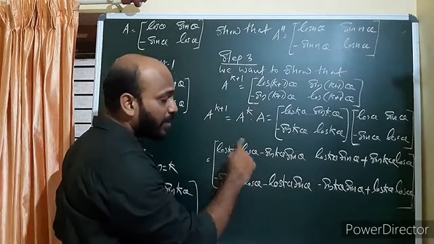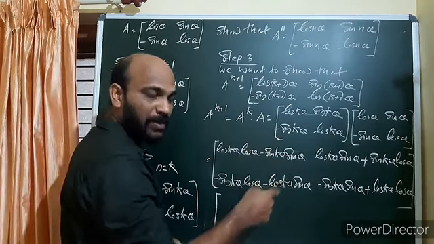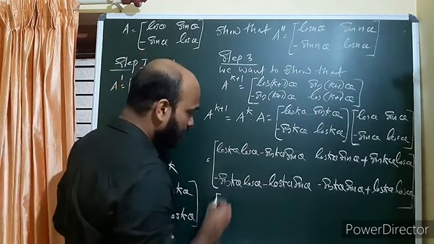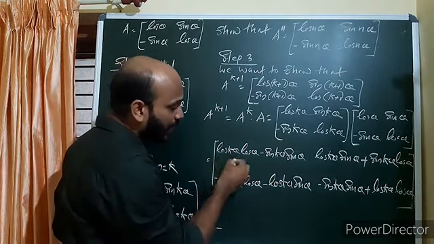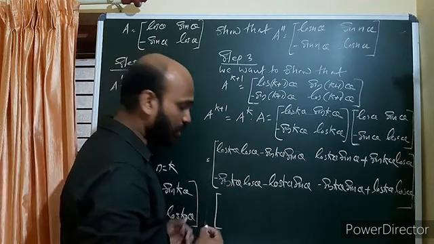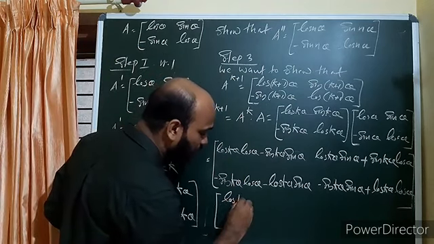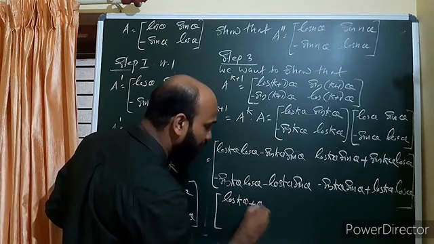Just like cos A cos B minus sin A sin B. Now what is cos A cos B minus sin A sin B? It is cos(A plus B). So in place of A we have k theta, in place of B theta. So A11 will be cos(A plus B), that is cos(k theta plus theta).